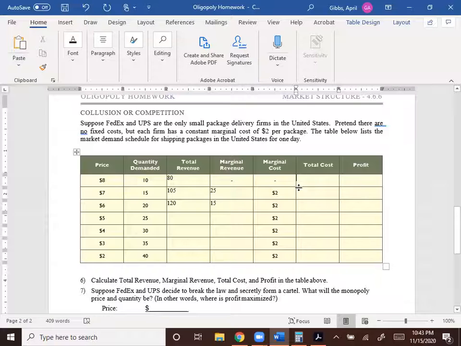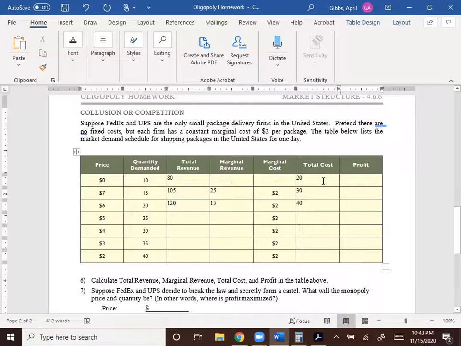is found by multiplying our quantity demanded times our marginal cost. So this one is going to be 20 because it's 10 times 2. I know there's no 2 there, but we know our marginal cost is 2. So just to get our total cost, we're going to do 20. 15 times 2 is 30. 20 times 2 is 40, and it'll continue down.